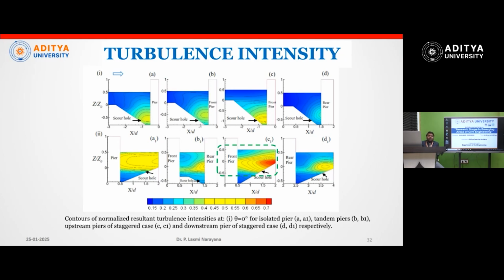For example, to fly a flight at high altitude, the intensity should be low, so that people will not feel high turbulence. If intensity is high, then they will feel more turbulence inside. So the turbulence intensity is also calculated, and I observed that in the staggered case, I'm getting maximum intensity. We can see on the screen it is highlighted.